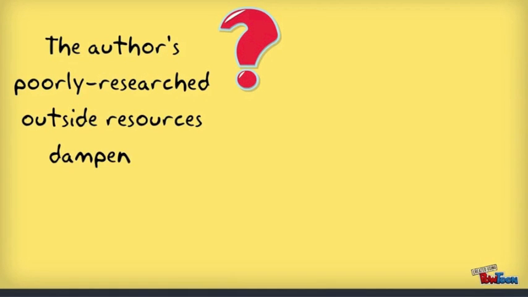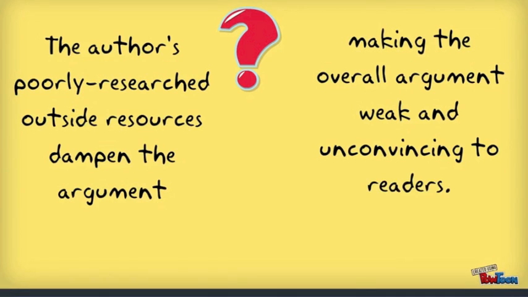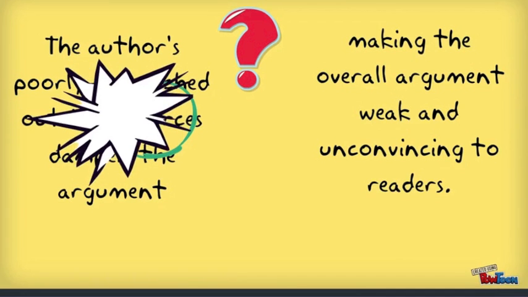Let me have you try one on your own. The author's poorly researched outside resources dampen the argument, making the overall argument weak and unconvincing to readers. Look at the first half of the sentence and identify the verb and subject pair. Okay, the verb you should have found is dampen. And then you ask who or what dampens? Resources. So this section stands alone and it is an independent clause.